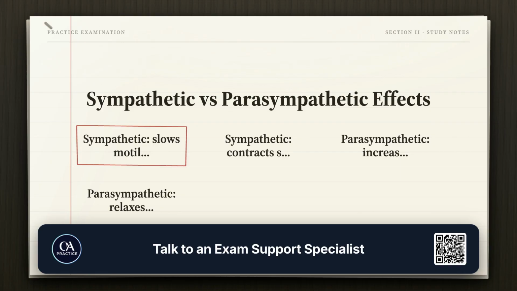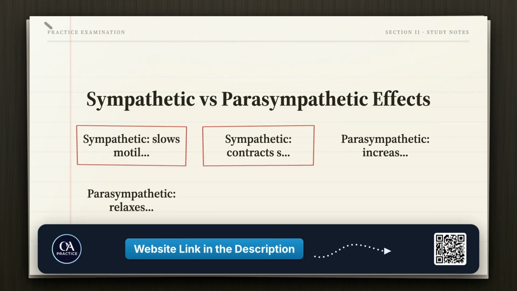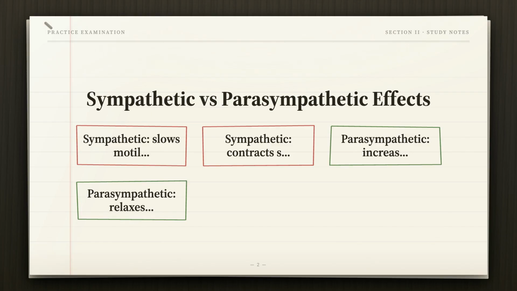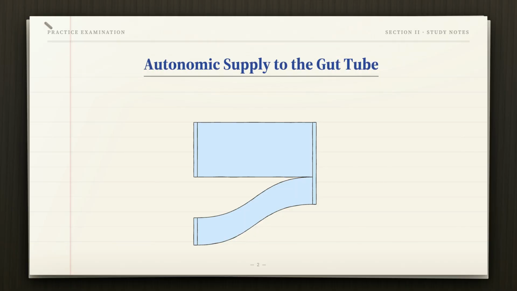Sympathetic outflow slows motility, reduces secretion, contracts sphincters, and diverts blood to skeletal muscle. Parasympathetic outflow does the opposite. It increases motility, promotes secretion, and relaxes sphincters so material can move forward. Anatomically, parasympathetic supply travels mainly through the vagus nerve, covering everything from the esophagus down to roughly the transverse colon, with pelvic splanchnic nerves taking over for the descending colon, sigmoid colon, and rectum.